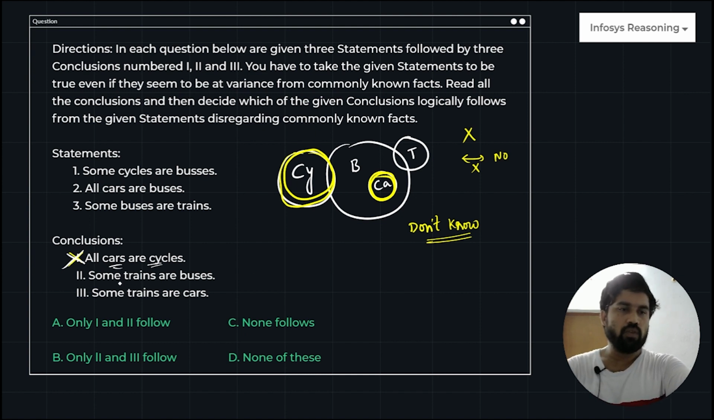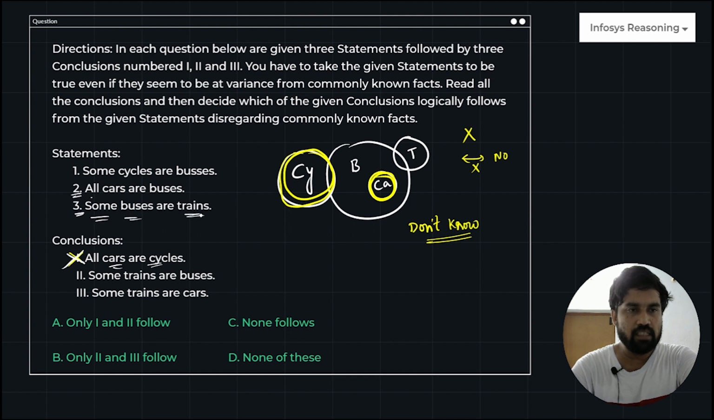Just look at the next one. Some trains are buses. Look at the second statement. Look at the third statement. Some buses are trains means some trains are buses. When you look at the logical Venn diagram, it is correct. Some trains are buses, some buses are trains. Yes. So conclusion two is correct.